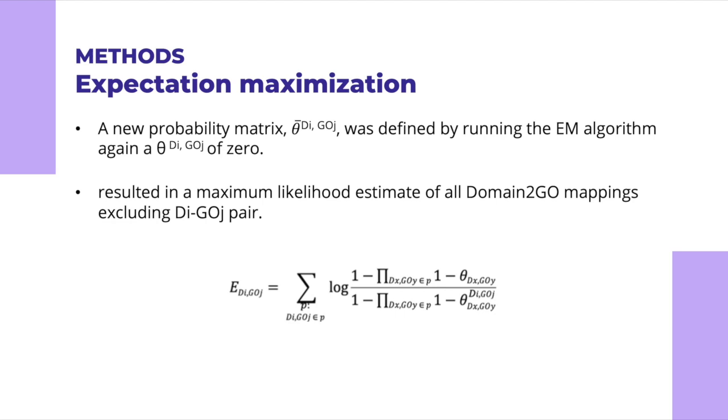To calculate this score, we rerun the EM algorithm under the assumption that the probability of association between a domain and the GO term is 0. A lower E score indicates that a pair is not significantly better at explaining co-annotation compared to other potential domain function pairs that share the same protein annotations.